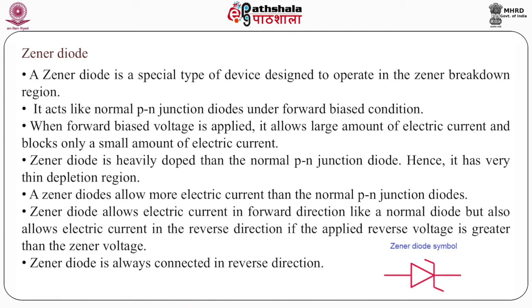A Zener diode allows electric current in the forward direction like a normal diode, but also allows electric current in the reverse direction if the applied reverse voltage is greater than the Zener voltage. A Zener diode is always connected in the reverse direction because it is specifically designed to work in the reverse direction.